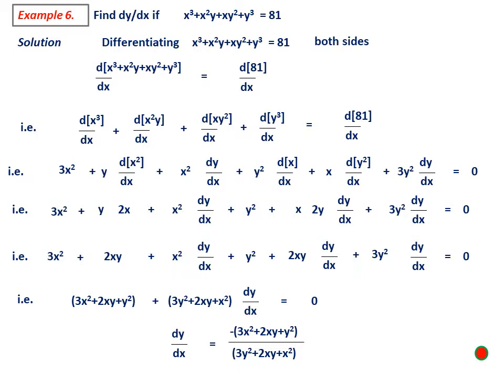So implicit function is not actually difficult, but the only thing is it is very lengthy, because in simplification you should be very careful.